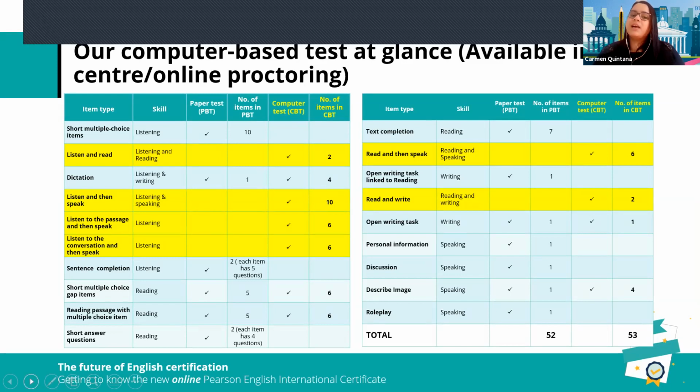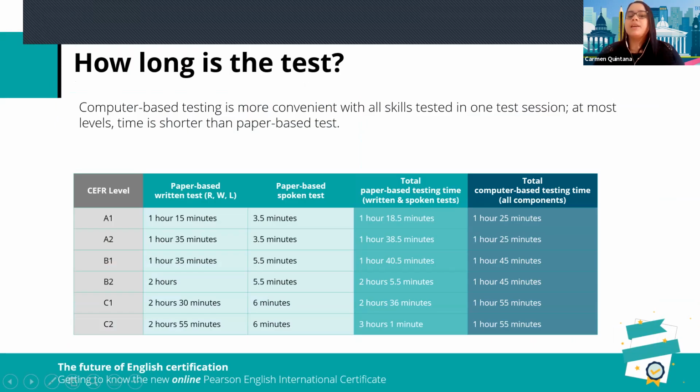And these integrated skill items also allow us to have a shorter test. So all 6 levels of the test can be taken in under 2 hours. So if you want to take an A1 test, you would need to allow for an hour and 25 minutes. If you take a C2 test, you would need to allow for an hour and 55 minutes. Now we'll talk a little bit about how this might change in terms of online proctoring, but in essence, because we have integrated skills in the items, this allows us to have a shorter test.